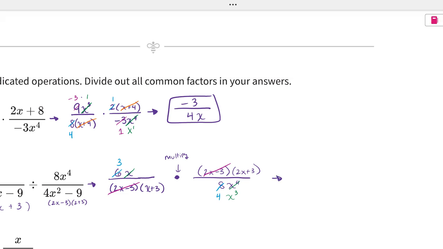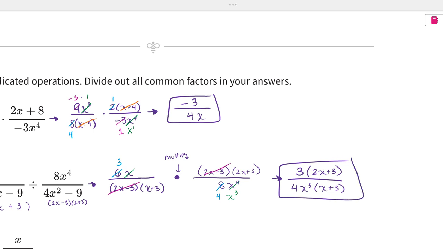So let's see what we have so far. And it's okay if you miss something, you can always keep checking as you go. But we have a 3 left in the numerator there. So times 2x plus 3. And over here we have a 4x cubed. And we have an x plus 3. So nothing else reduces, so we're going to leave that as our final answer.